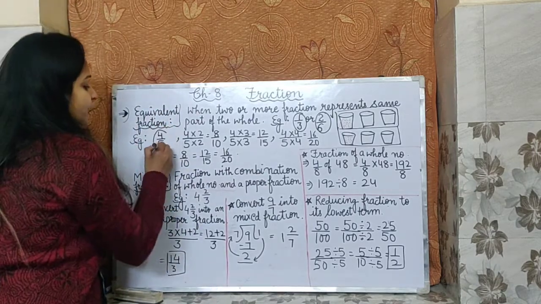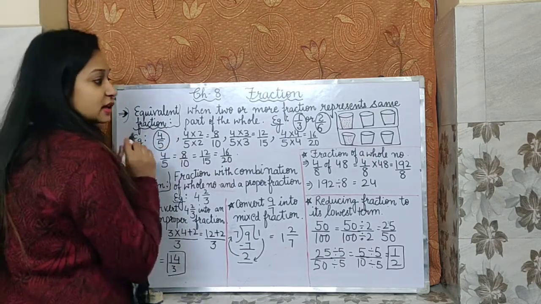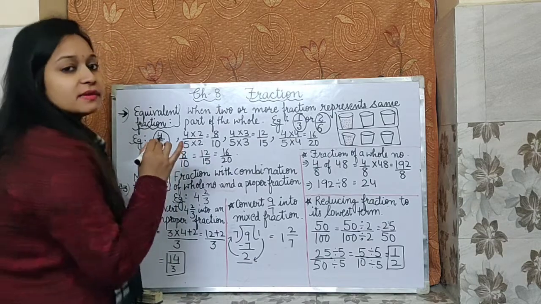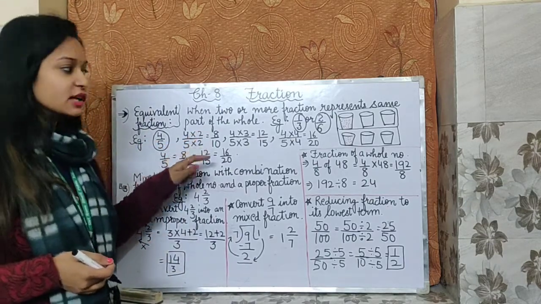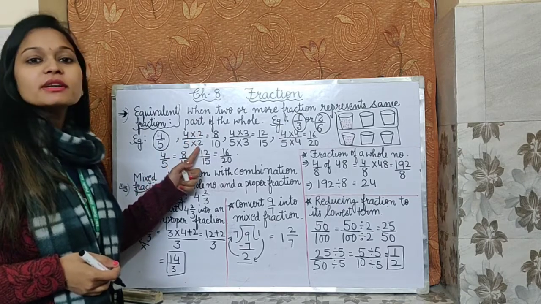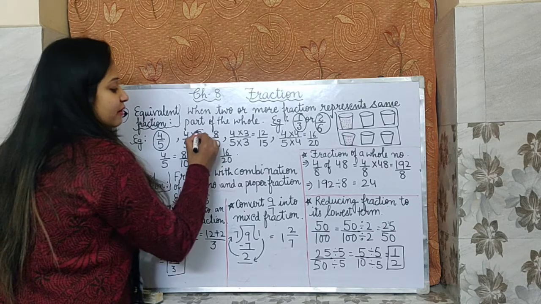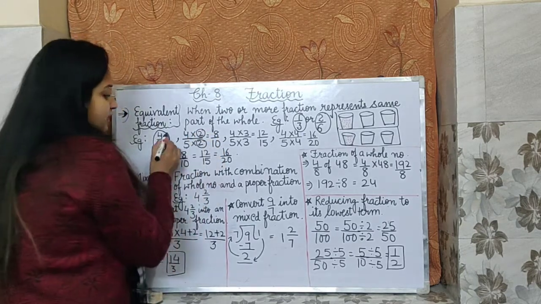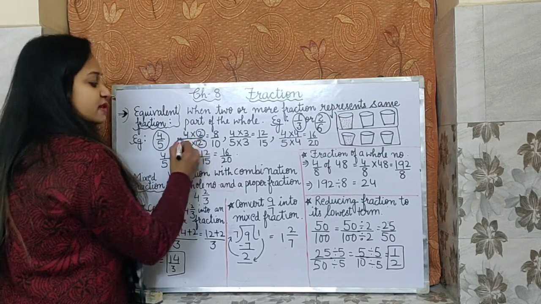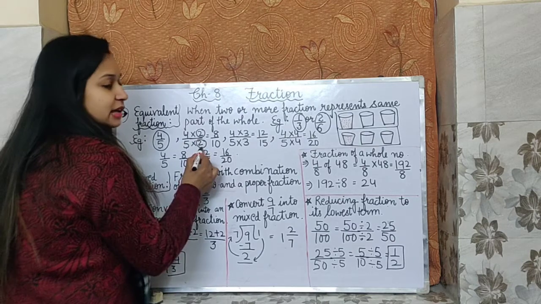For example, if I want to find an equivalent fraction of 4/5, how am I going to find it? If I want to find an equivalent fraction of any number, I have to multiply or divide the numerator and denominator with the same number. I will multiply the upper part and the lower part with 2 first, because if I multiply with 1, 4 ones are 4 and 5 ones are 5. It will come the same. So we always start from the second number.